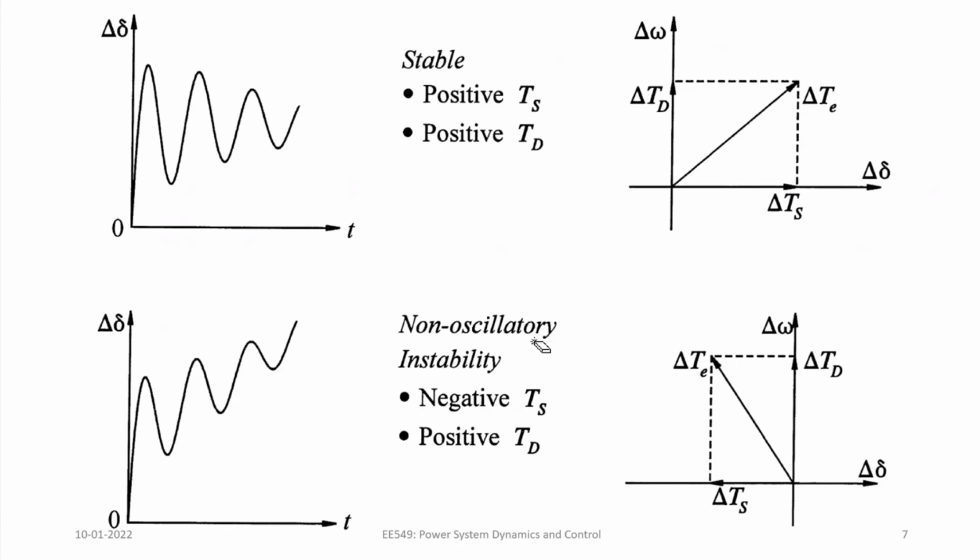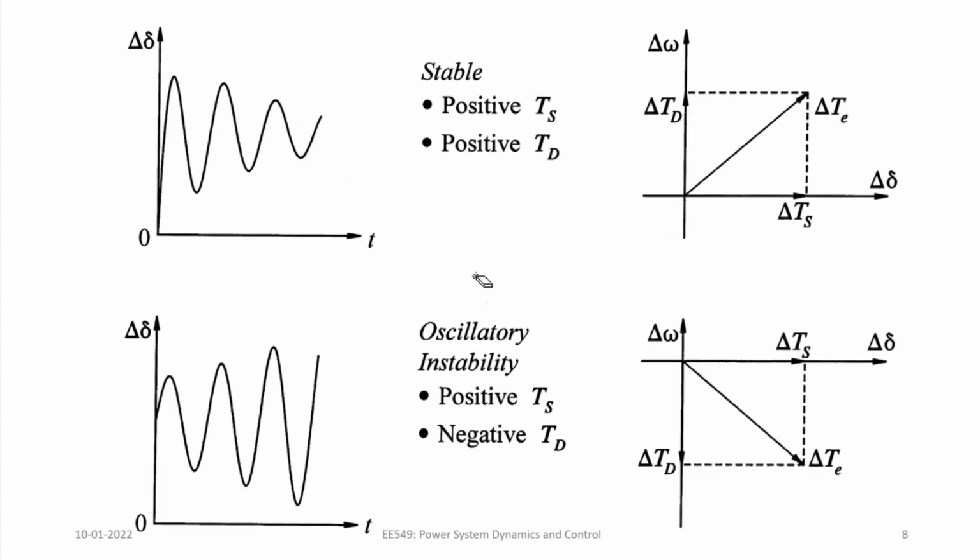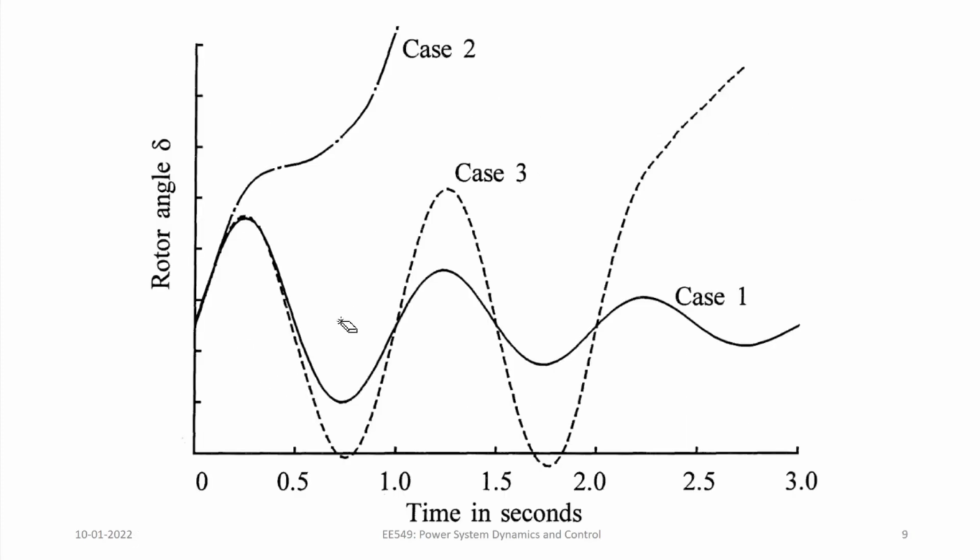But it becomes non-oscillatory instability, aperiodic instability, when your TS becomes negative and TD is positive. And similarly here it becomes oscillatory instability like this. The oscillation will gradually increase more and more, and that is because of the negative TD. That means your damping torque is negative. Under that condition, it becomes oscillatory instability.